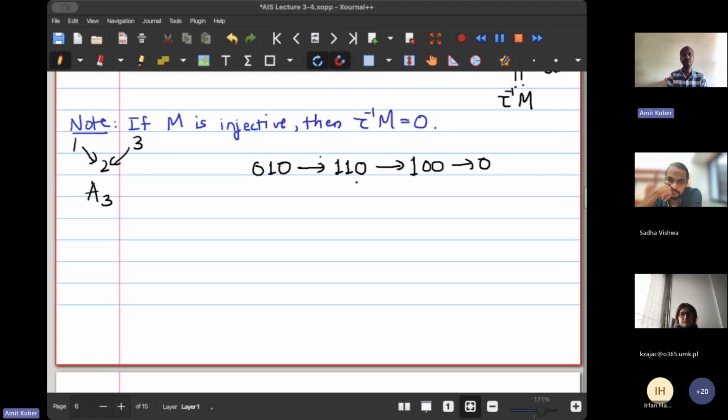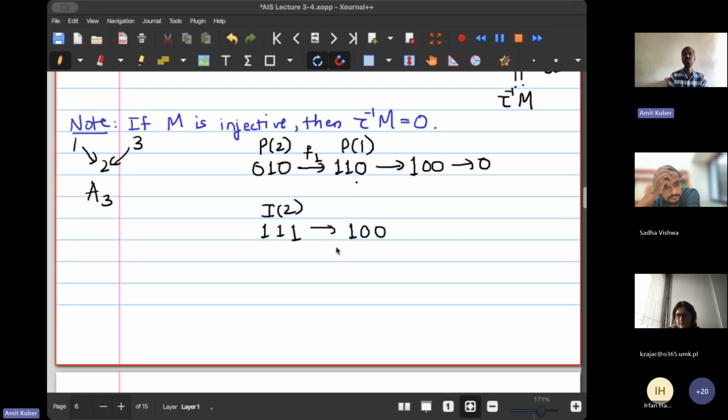Okay. Now let us apply the Nakayama functor on this. Recall that this is P2 and this is P1, and all we care about is this inclusion F1. After applying the Nakayama functor, you will get I2. And what is I2? Well, I2 is simply 1, 1, 1, all the arrows coming in at vertex 2. And at P1, all the arrows coming in at 1, so that is 1, 0, 0.